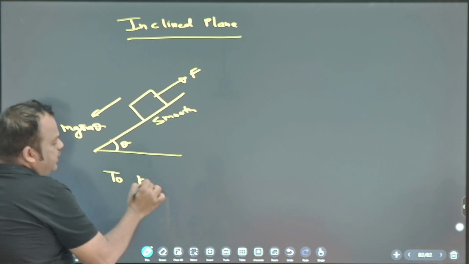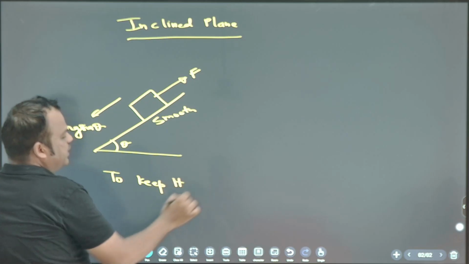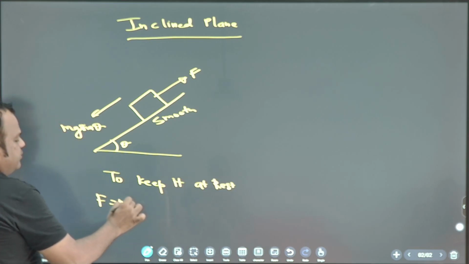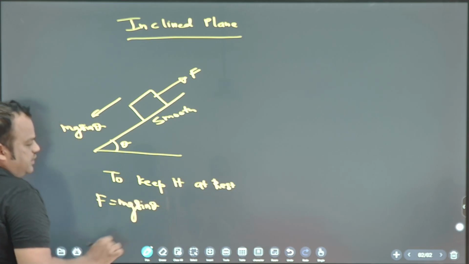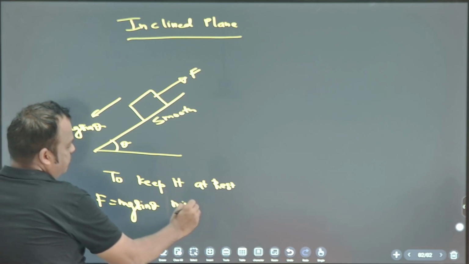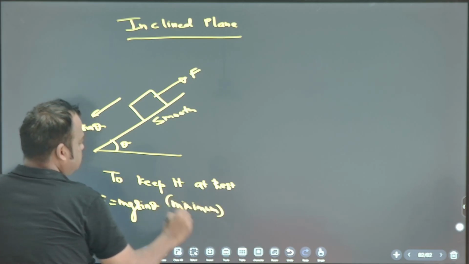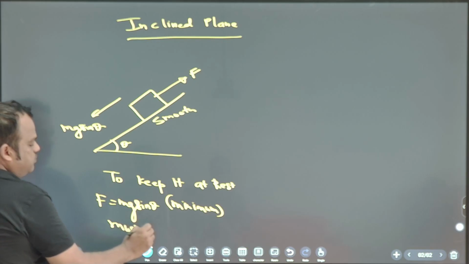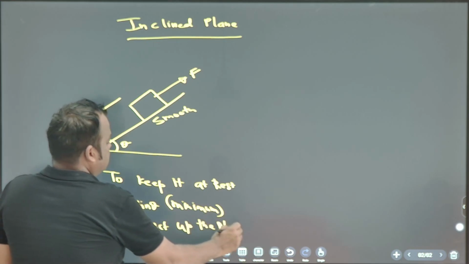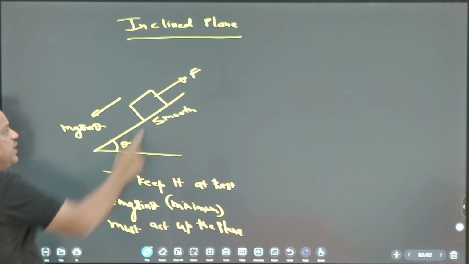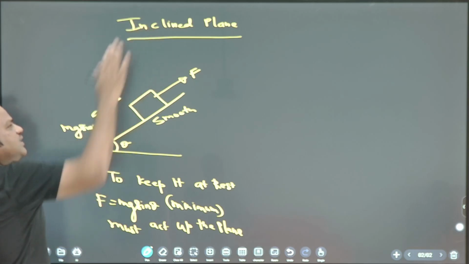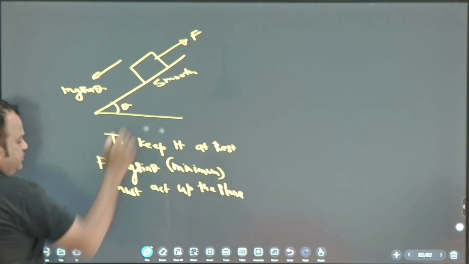So to keep it at rest, F is equal to mg sin theta, minimum. This is the minimum value of this force, and it must act up the plane. If F is more than this, what happens? It will accelerate, correct? Good.